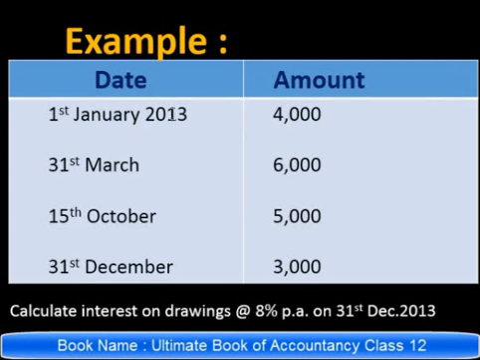As you can see here, the first drawing is made on the 1st January 2013, rupees 4,000. On 31st March, 6,000 rupees withdrawn. On 15th October, 5,000 rupees withdrawn. On 31st December, 3,000 rupees withdrawn. And at the end, it is mentioned to calculate interest on drawings at the rate of 8% per annum on 31st December 2013. So when you get this type of question in your exam, how do you solve this?